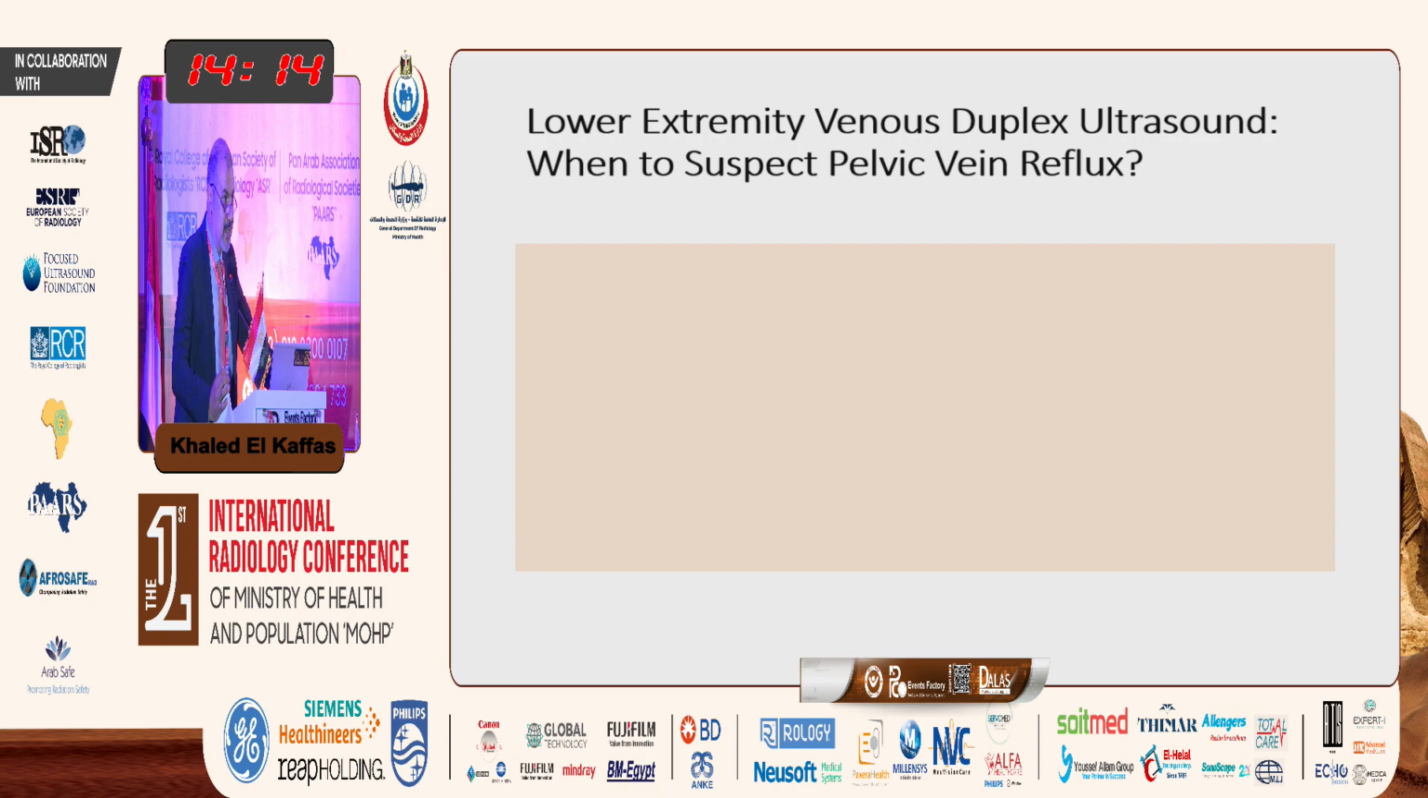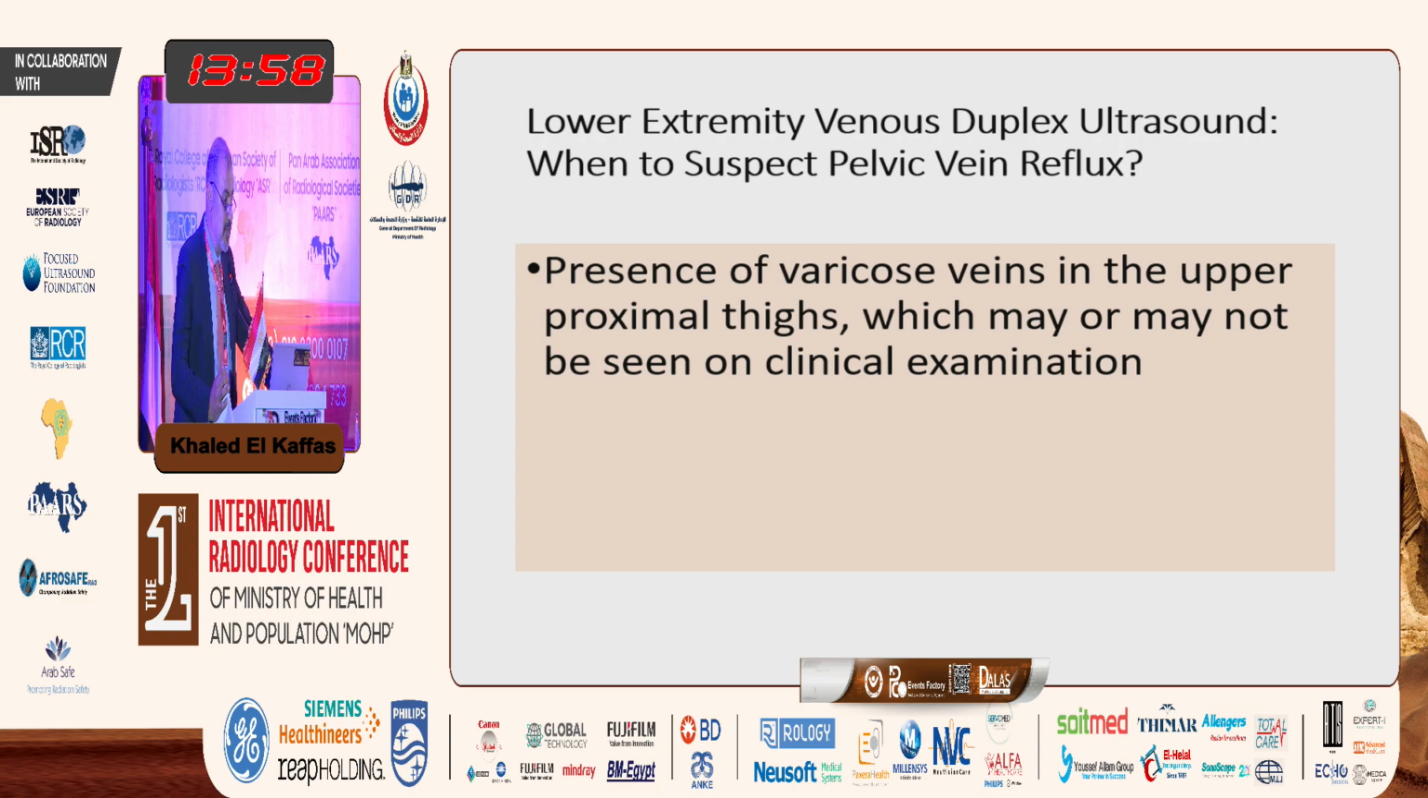So, let's start from the beginning. When we suspect that a patient is suffering from pelvic varices, or pelvic congestion disorder, we do a lower limb varicose vein examination. Firstly, if there are varicose veins in the upper proximal thighs or the lateral thighs, we must suspect pelvic varices.